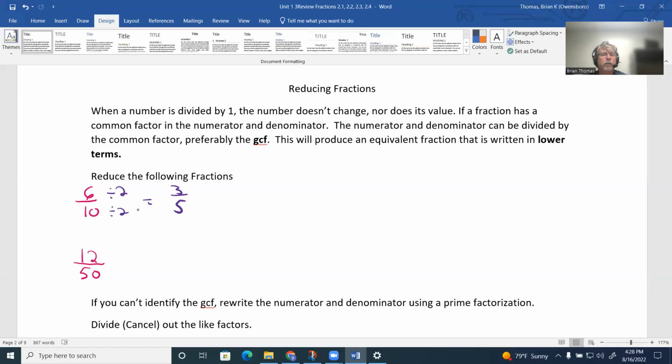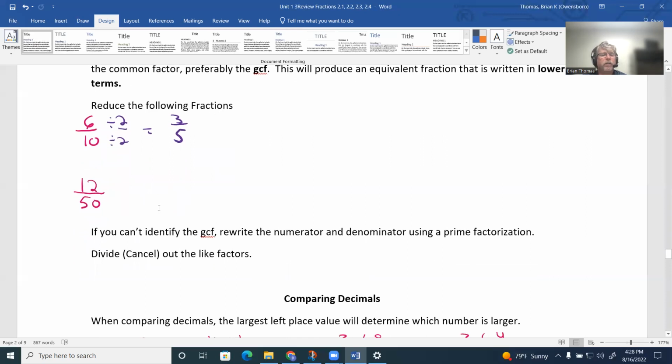So that's how we can reduce fractions, is divide by 1. But we're dividing by 1 in a unique way. We're making the 1 an actual fraction. And we divide the numerator and denominator by that. And that creates a fraction that means the same thing, just in what we call lower terms.